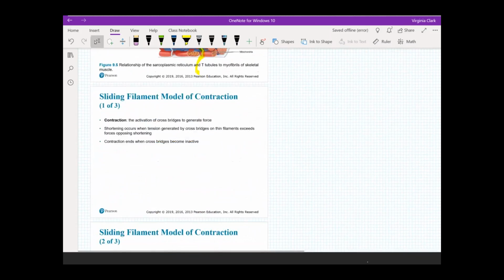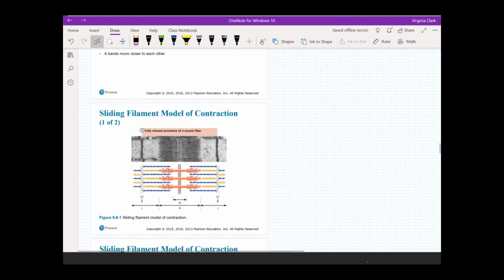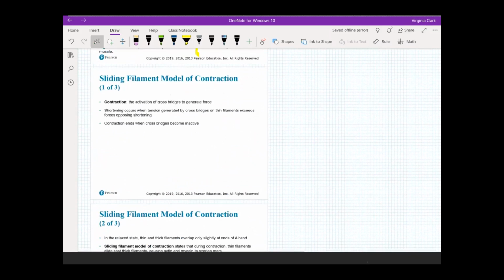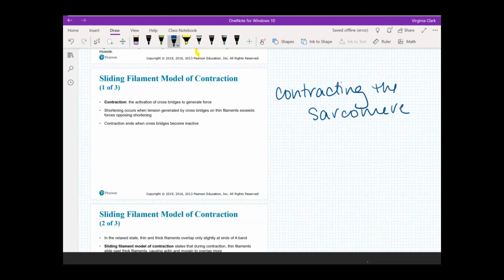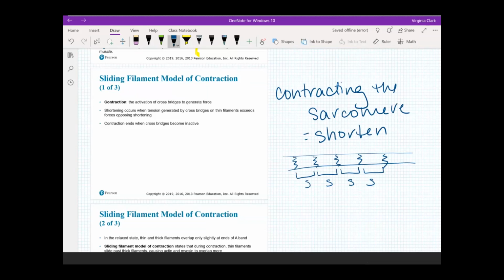So then, how we actually use our sarcomere. This is going to be called the sliding filament of contraction. And the way this is actually going to work is we are contracting our sarcomere. So when you contract the sarcomere, you shorten the sarcomere. So if I have, here's my muscle fiber, and this is a Z disc, Z disc, Z disc, Z disc, Z disc. And this is a sarcomere, sarcomere, sarcomere, all the way down. We are contracting the sarcomere.